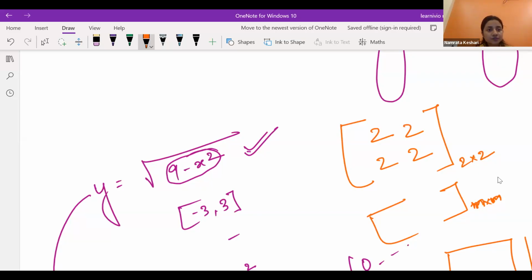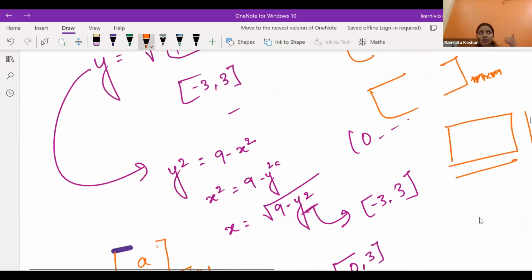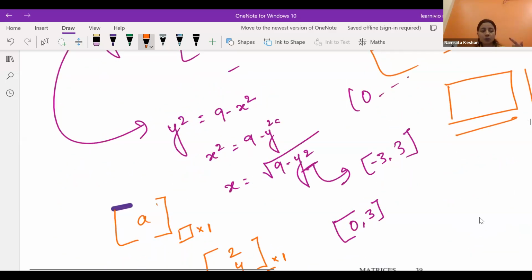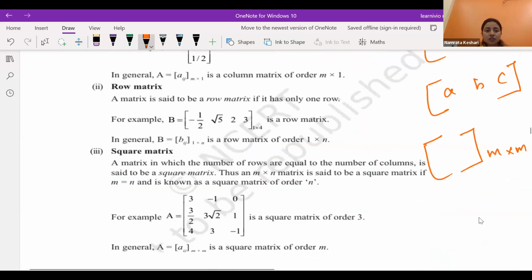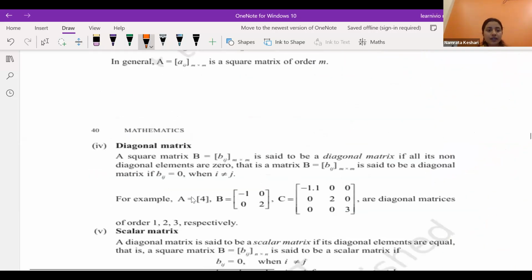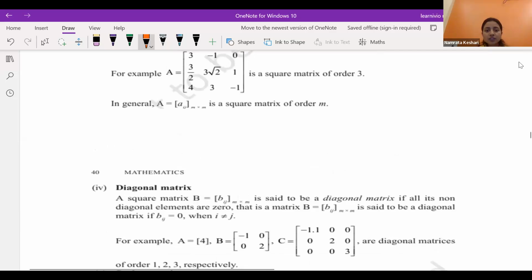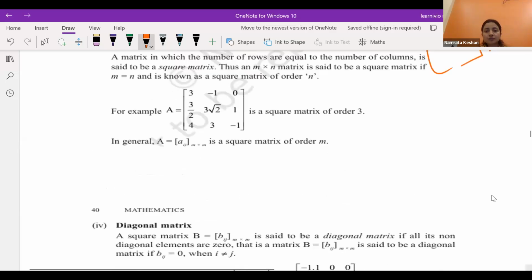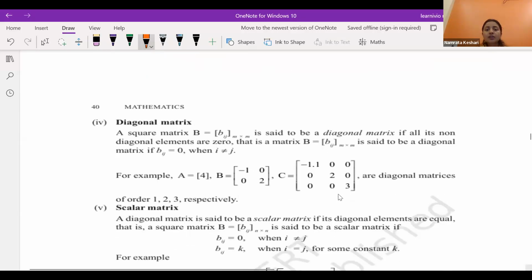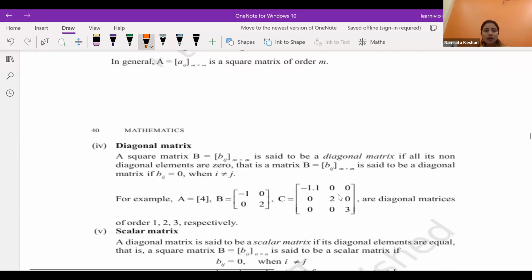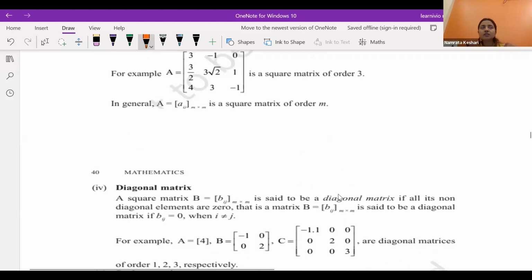Got it? Yes, ma'am. So far we have taken 3 types: row matrix, column matrix, square matrix. Now the next one is diagonal matrix. So for the diagonal matrix here, all the non-diagonal elements, any square, when we are talking about a diagonal matrix, we will be clear that we are having a square matrix, then only we can talk about a diagonal matrix.